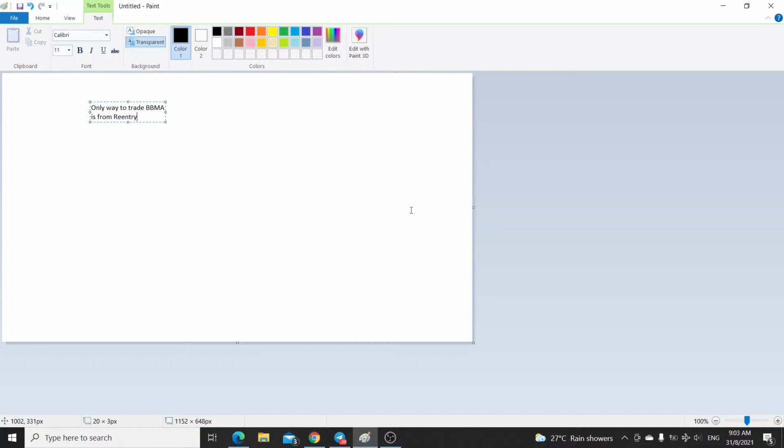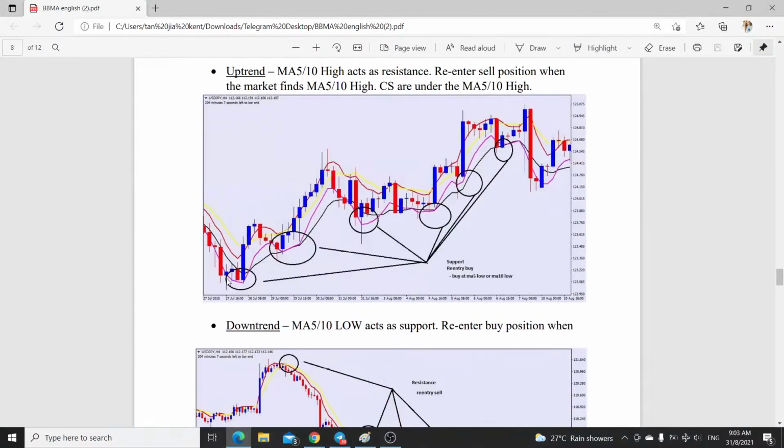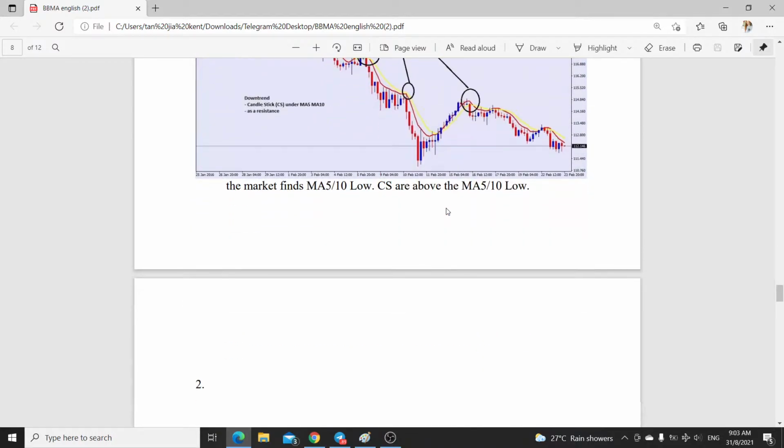Most people trade the extreme MHB, this kind of nonsense, but that's why a lot of people fail. They change the strategy. Actually, the only way to trade is just re-entry. So this is your re-entry, momentum, re-entry, momentum, re-entry. So what is momentum?